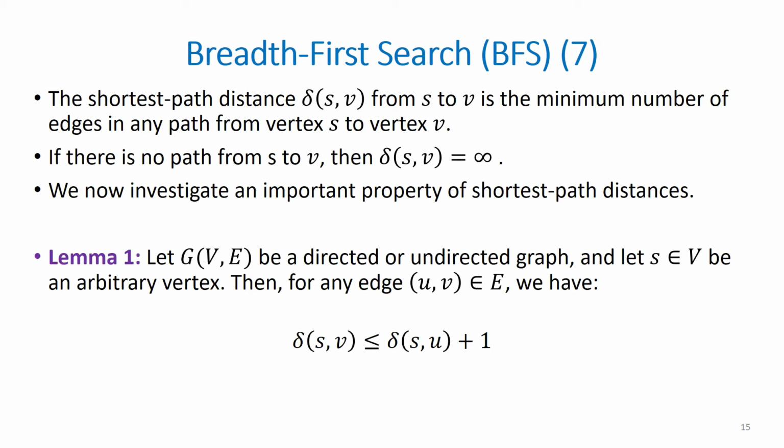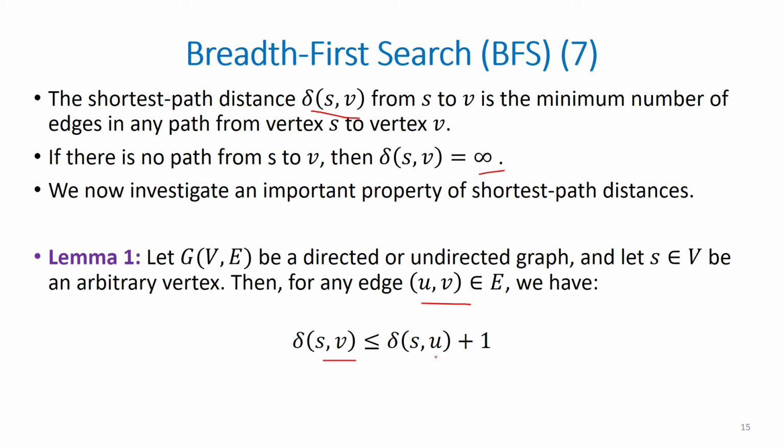If we denote the shortest distance between vertex S and some vertex V as delta SV, then delta SV would be equal to infinity if there exists no path from S to V. So basically, V.d bounds delta SV from above. This leads us to an interesting property which is stated in the lemma here. Irrespective of whether the graph is directed or undirected, for any edge UV that exists in the graph, delta SV would be less than or equal to delta SU plus 1.